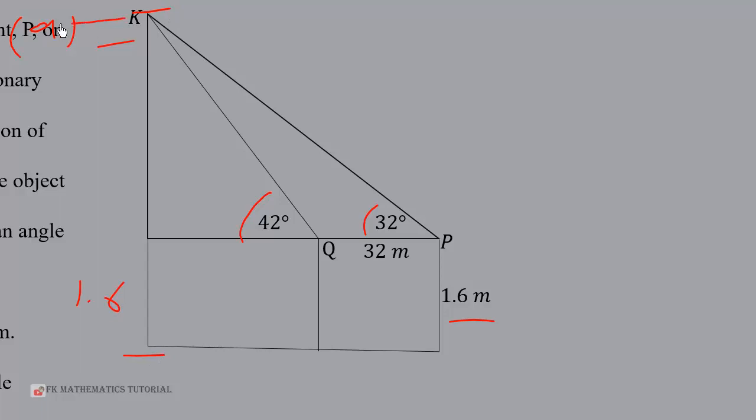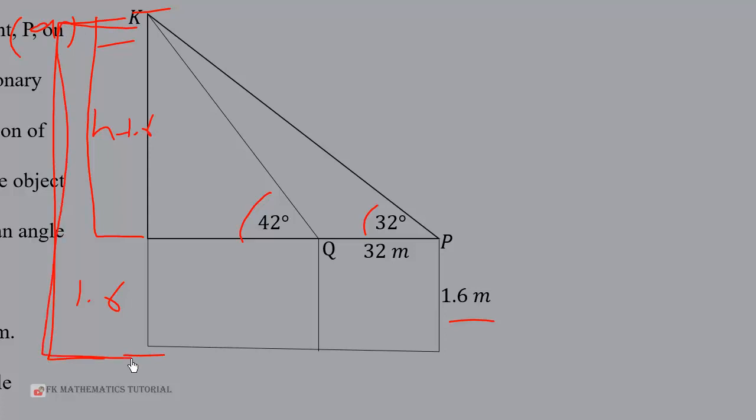And when we call the whole of this thing h, then from here to here will be h minus 1.6. So when we find h, then h will be the vertical distance from the point K to the ground. So we can form simultaneous equations and solve. So we represent the distance from here to Q as x.